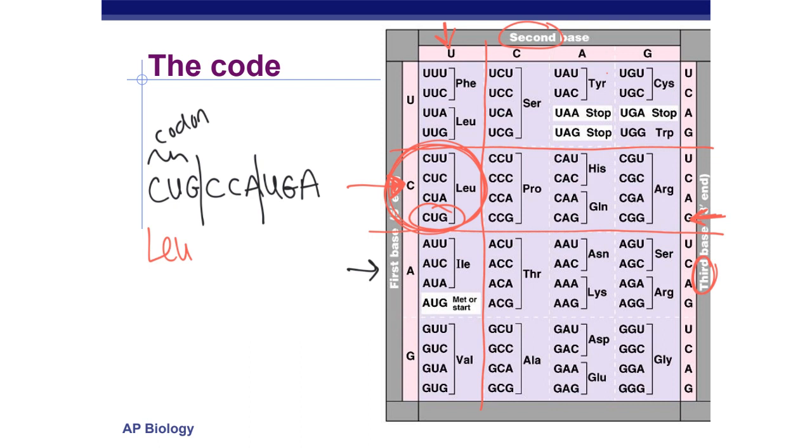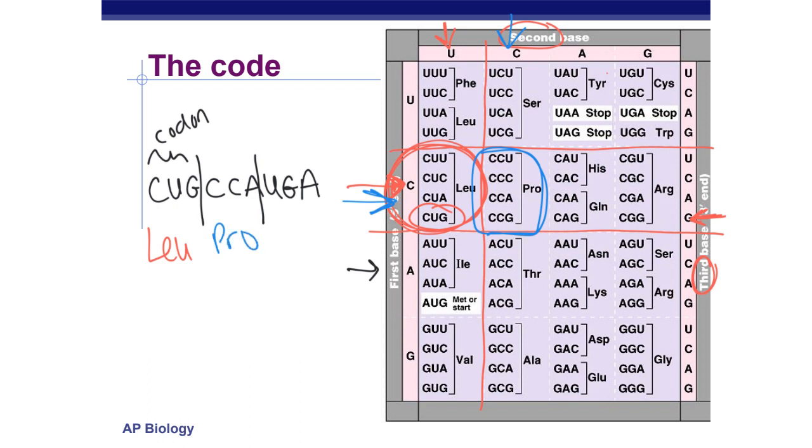Okay, so for the next one, again, we were in the C row. And our second base this time was C. So we know we're in this box right here. And again, it didn't matter, but that one would be proline.